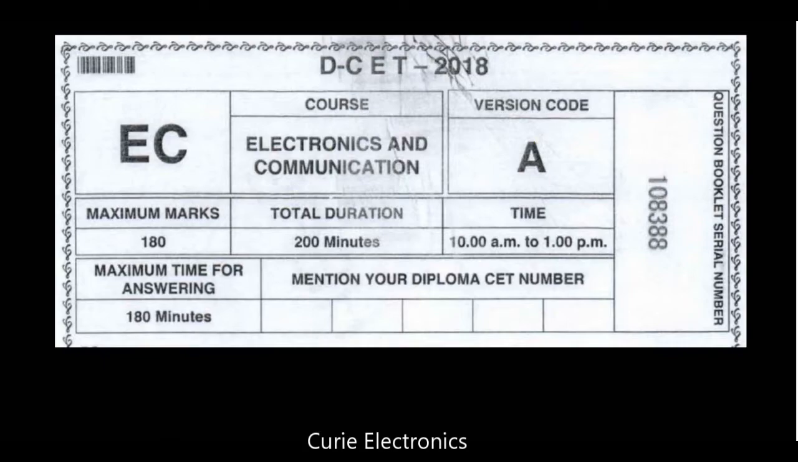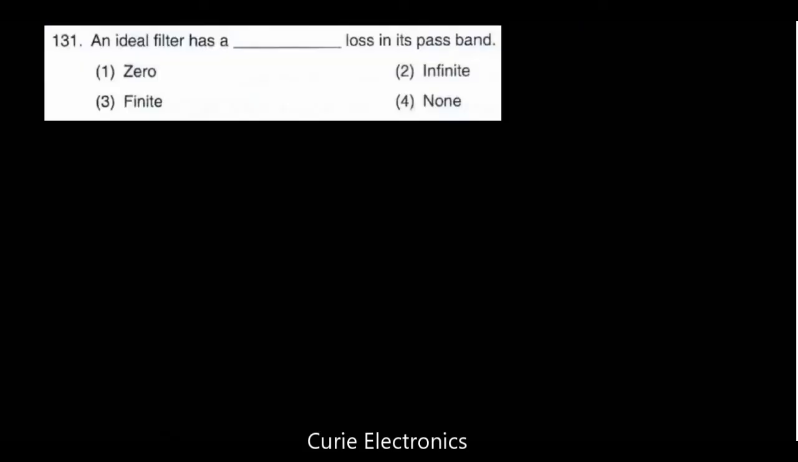So this is Diploma CET Karnataka 2018 question paper solution. Question number 131. An ideal filter has dash loss in its passband. In passband, for an ideal filter, there should not be any loss. So, loss is 0.